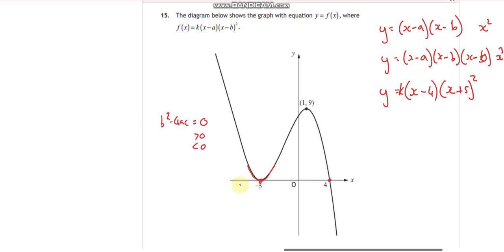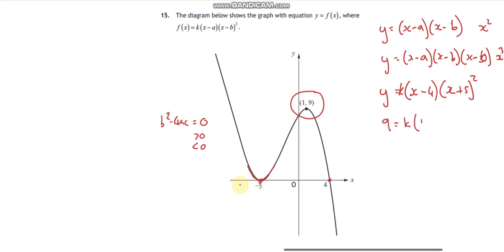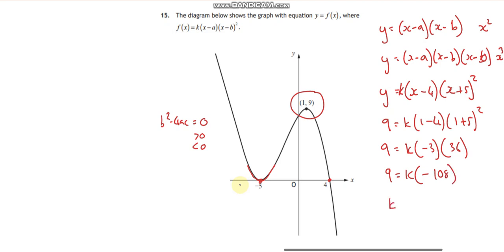How can I find k? We just substitute a point that you know in. So that's why they've given us this little point along here. So if I say that when y is 9, my x is going to be 1. So 1 plus 5 squared. So 9 is equal to k times -3, and that'll be 36. So 9 is equal to k times negative, that'll be 108. So k is equal to 9 divided by 108. Can I simplify that any? Absolutely. That'll give me -1/12 divided top and bottom by 9.